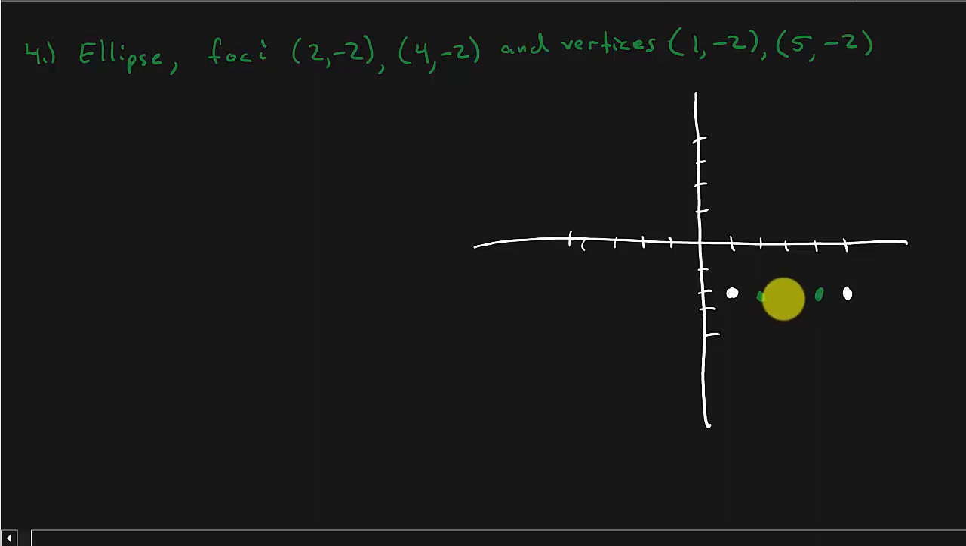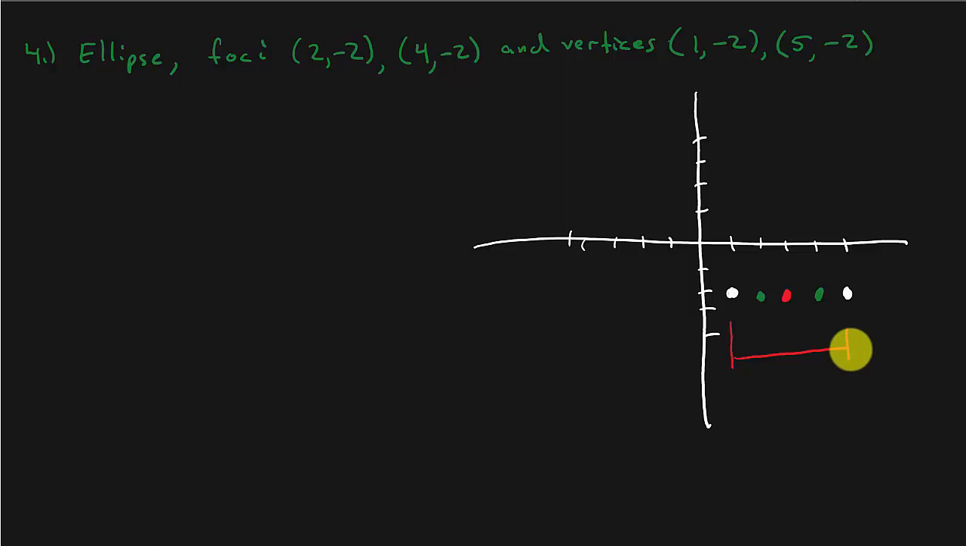So what do we need? We need the center, don't we? We need the center of the ellipse. And so the center of the ellipse is right in the middle of the distance between the foci, right? Okay.